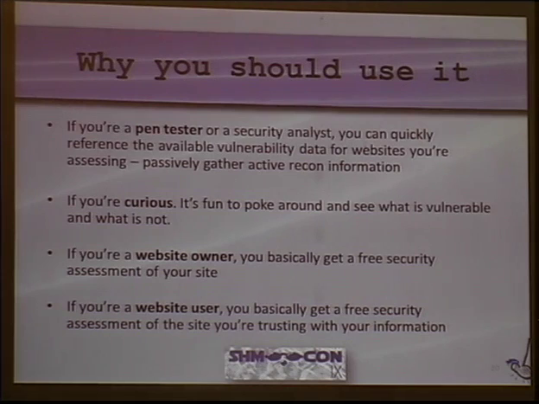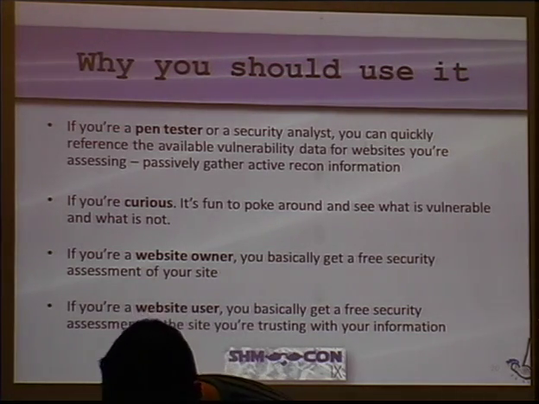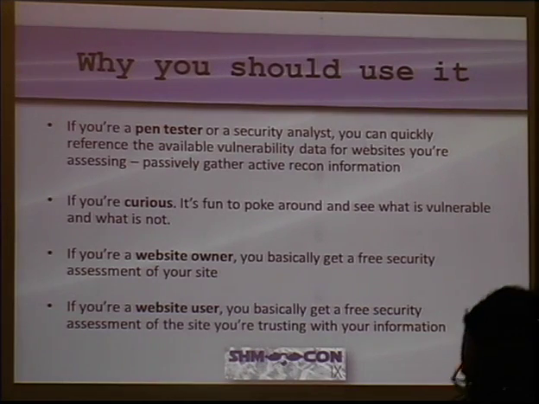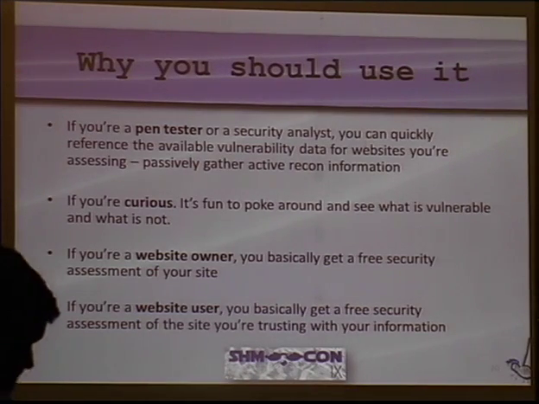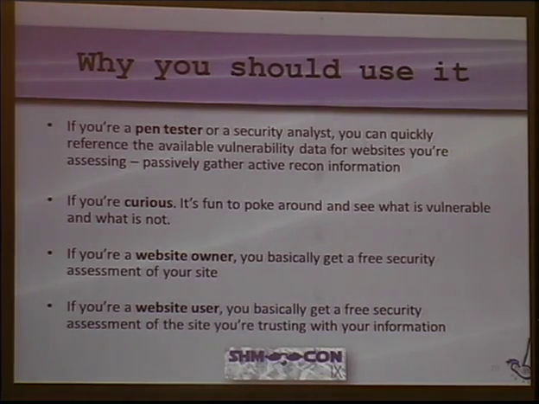Okay. Anyway, if you're a pen tester, or some kind of security analyst of any sort, it's a really quick reference for vulnerability data for a site that you're trying to secure. It's what I like to call getting active reconnaissance passively. Instead of actually having to go out and actively scan a site, you can get all this information passively from my search engine. Another way you can use it is if you're just curious. It can be somewhat fun to poke around and see what's vulnerable or not, what organizations have good coding practices, good security practices in general, and which ones don't.